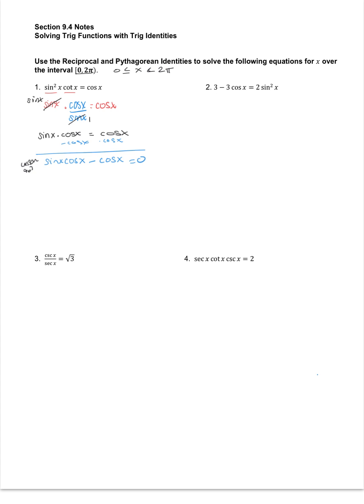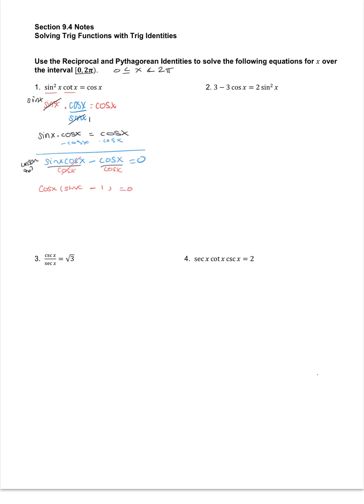So we're factoring. If we look at the two terms, what do they have in common? The GCF is cosine x. So let's just factor that out. Remember, if you need to, divide it out so you can see what you actually have, so you don't make any mistakes. So this equals cosine x times sine x minus 1 equals 0.